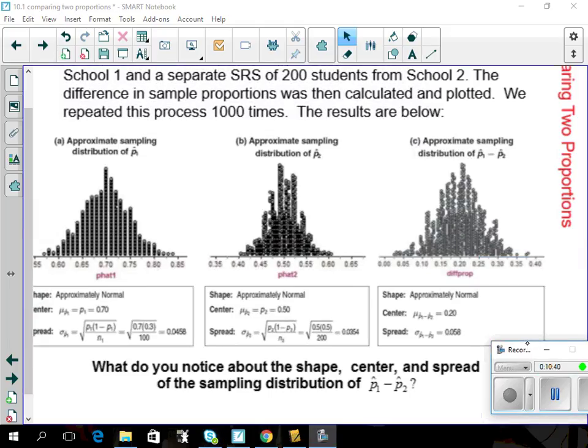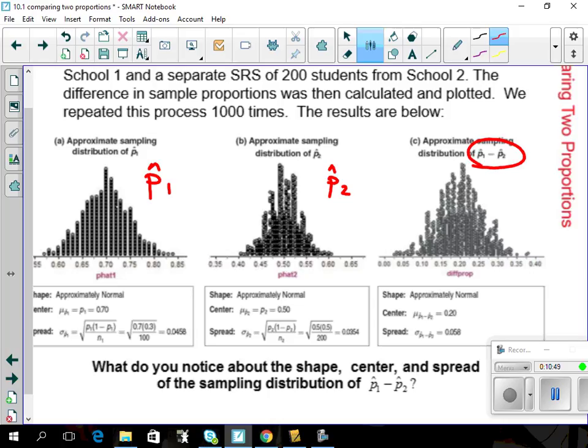So we have p hat 1. This is just our sample proportion from the first. Here's our sample proportion from the second, and here's the difference. Do you notice anything? Let's comment on this, their centers. What do you notice about their centers?